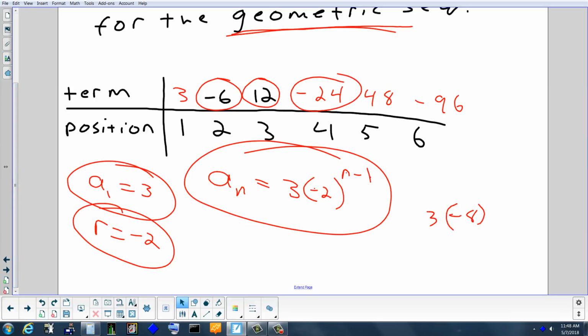So now if I asked you for the 657th term, you don't have to multiply by negative 2 every time. You just plug in 657 for n and do it out, and you're done. Any questions on that?